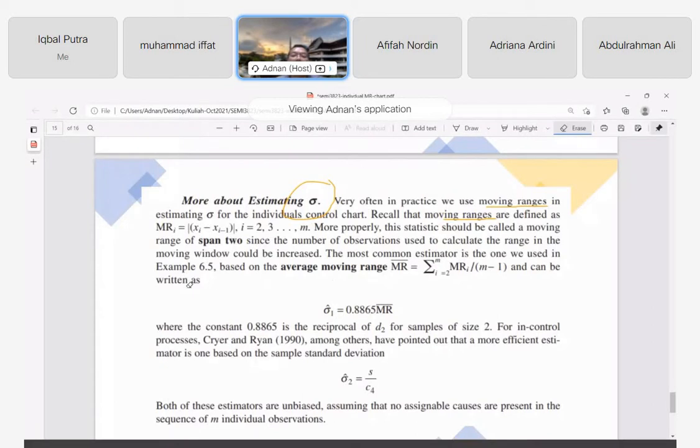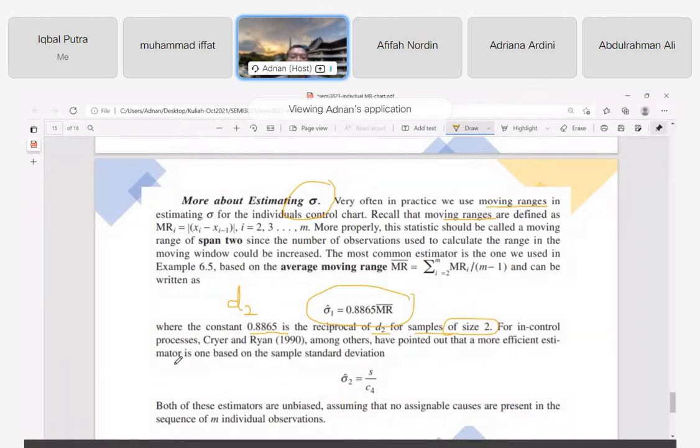And it can all be simplified using this formula, if you want to estimate sigma for the process, where the constant 0.8865 is the reciprocal of D2 for a sample of size n equal to 2. Remember that D2 is coming from the table. So this value 0.8865 is 1 over D2.